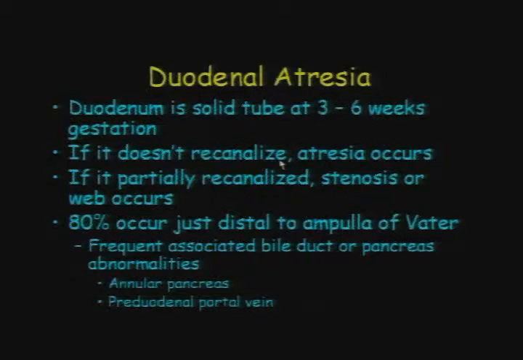The duodenum is a solid tube at 3 to 6 weeks of gestation, and if it doesn't recanalize, you end up with duodenal atresia. If it partially recanalizes, you'll end up with stenosis or a web. They mostly occur just distal to the ampulla of Vater, and so there can be associated pancreatic or bile abnormalities. Most people that do a lot of pediatric radiology don't think that an annular pancreas is a cause for duodenal obstruction, but it's an associated finding, and if you see an annular pancreas, you should think that there's probably an intrinsic duodenal abnormality as well.